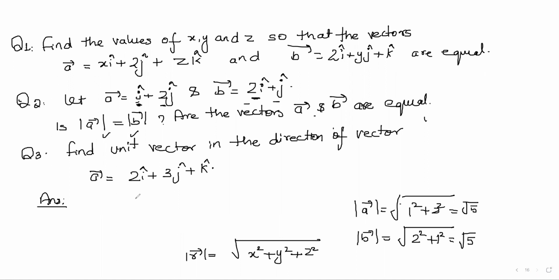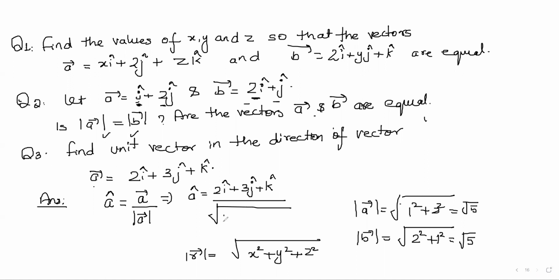Yes, that's 4, 9, 13, 14. Yes, that answer is correct. Please check here. I've given you this formula that the unit vector of a vector is denoted by this sign. What is the formula? Vector divided by its magnitude. So here, what is the vector you have? A cap is equal to vector 2i cap plus 3j cap plus k cap, divided by its magnitude, under root 2 square plus 3 square plus 1 square.